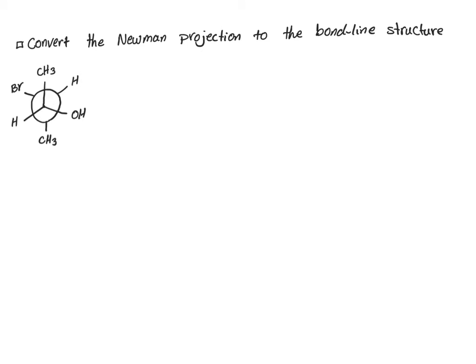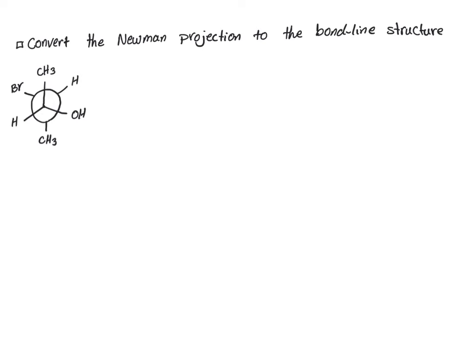Now we want to try and convert the Newman projection to the bond line structure. There are a couple of ways that you can do it. The first one would be to have your model kit and make the model of the molecule by looking at the Newman projection, and then rotate the model in 3D space and draw the bond line structure as you can see it.